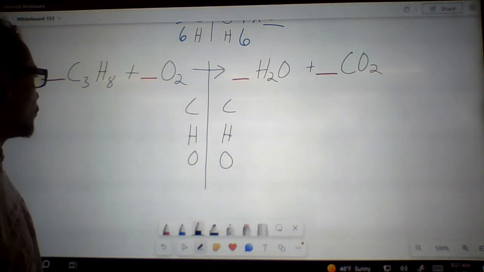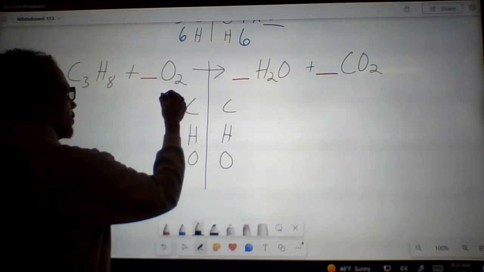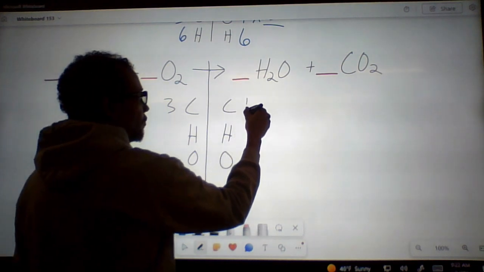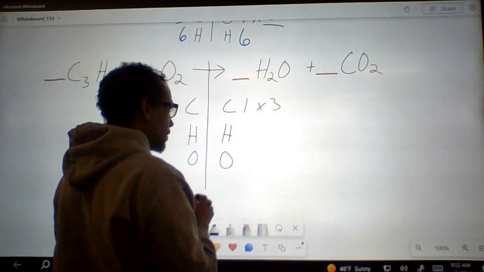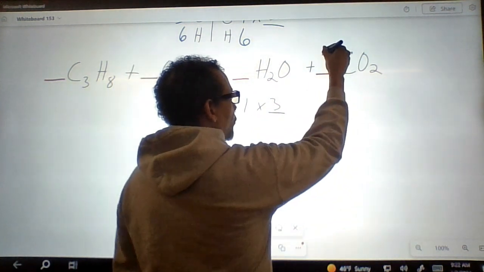All right. So over here we have 3 carbons. Over on this side we have 1. Least common multiple of 3 and 1 is 3. So we have a multiplier of 3.